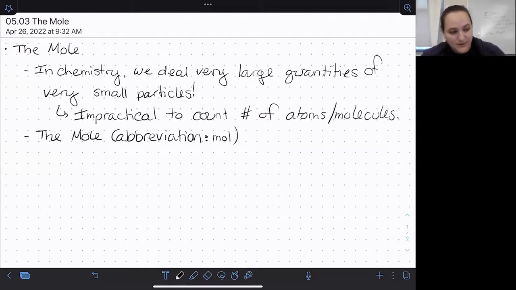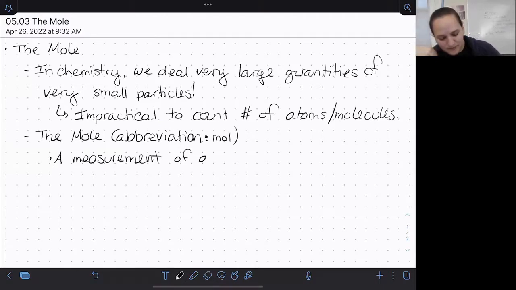So a mole is a measurement of quantity. It is a group of things. It is functionally the same as a dozen, and I cannot stress that enough. When we refer to a dozen, it is understood that we mean 12 of whatever we're talking about, whether it be a dozen eggs or a dozen cookies. We say a dozen, we mean 12. The same is true for a mole. It's just not 12. It's a much bigger number than that.